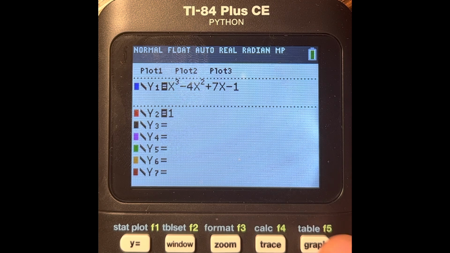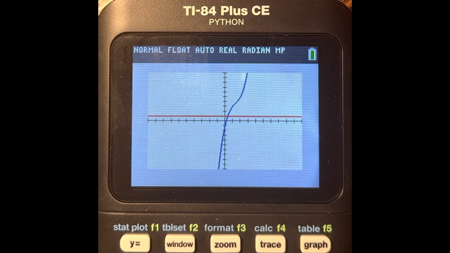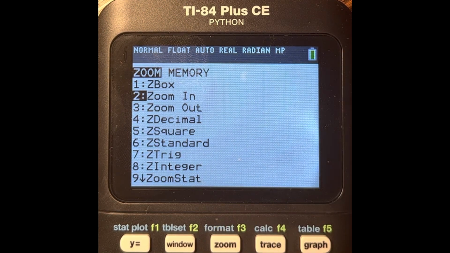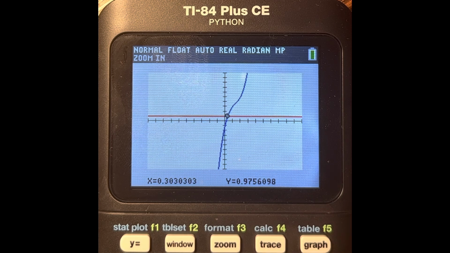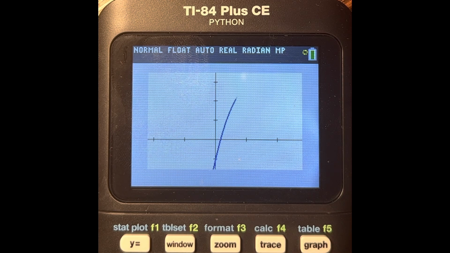So then we would hit graph. We want to make sure that we actually have the intersection point on our screen. As long as the intersection point is on the screen, this method will work. We could zoom in a little bit if we wanted to, just to make it look a little nicer. And we can zoom in around that intersection point.